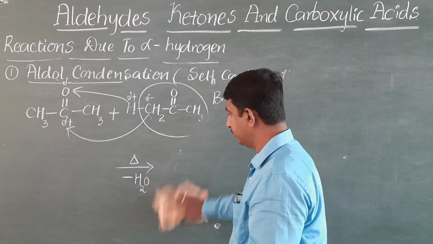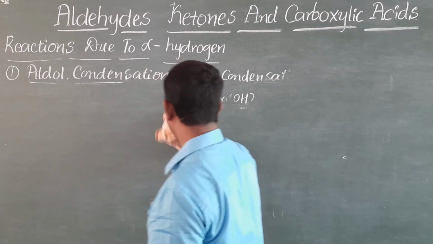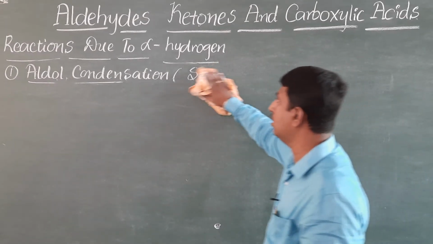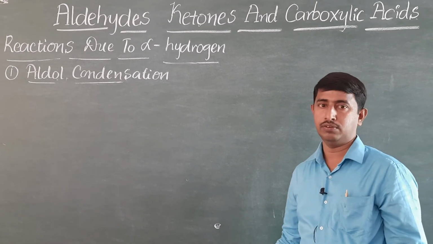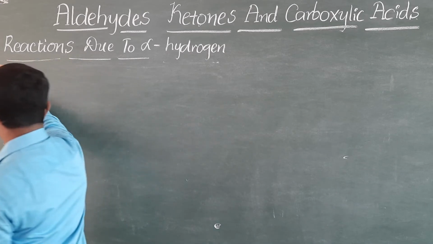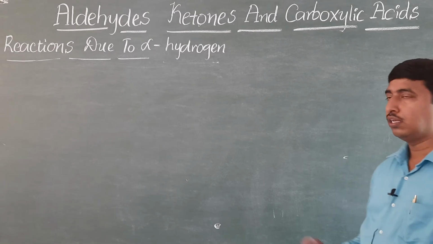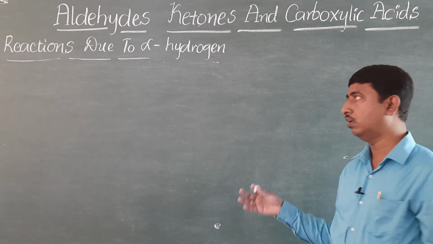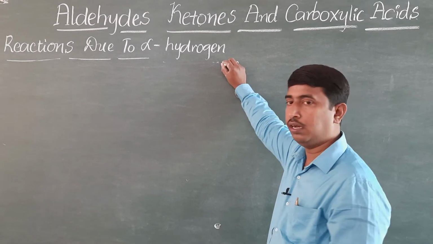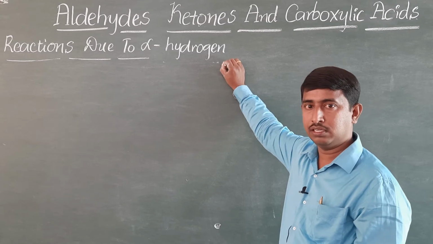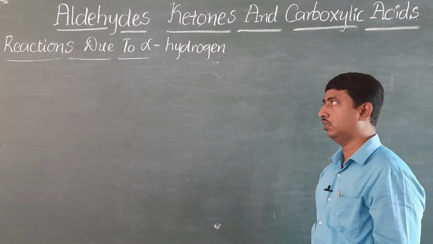In the exam, a question will be asked like this: what happens when ethanal is heated with dilute solution of NaOH? Write the equation. Ethanal means acetaldehyde. Acetaldehyde heated with dilute solution of NaOH. Write the equation. If they ask dilute solution, immediately you have to remember what the reaction is. It is Aldol condensation or self condensation.